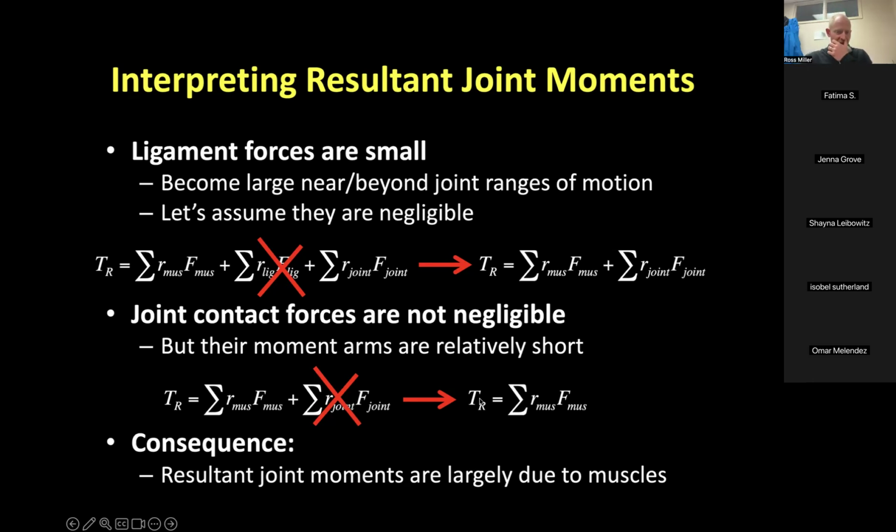So the consequence of this is that the resultant torque I determined from inverse dynamics, at least in the sagittal plane of the major joints of the body, can be assumed in most cases to be largely due to muscles. There are particular cases where this wouldn't be a good assumption, but in general, in the sagittal plane of the hip and the knee and the ankle, it's typically pretty safe to assume that if you have a hip flexion torque, that's from your hip flexor muscles. If you have a hip extensor torque, the vast majority of that is from your hip extensor muscles. And then same thing for the knee and same thing for the ankle.